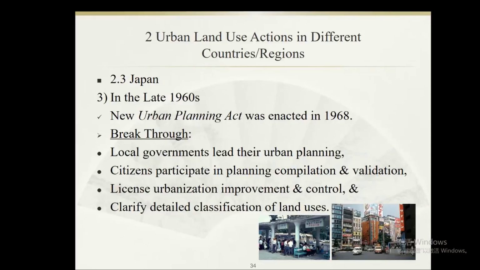Citizens participate in this planning. Third, license urbanization, improvement, and control. Okay, if you want to have urban land development, then you need to be licensed. Okay, big company, or you have enough techniques, you have enough money, you have enough experience, and then you have the right to have the development. Okay, the fourth, clarify detailed classification of land uses.